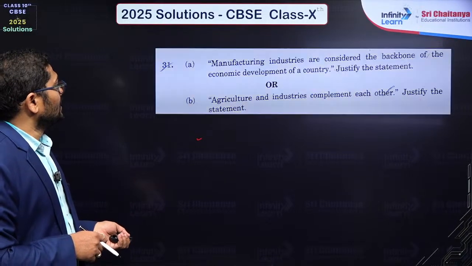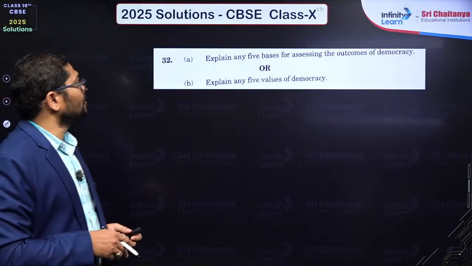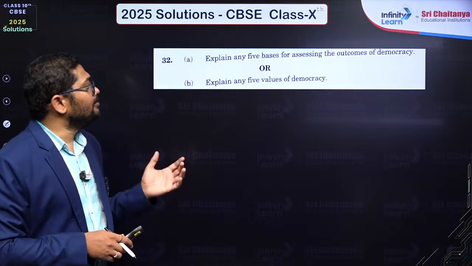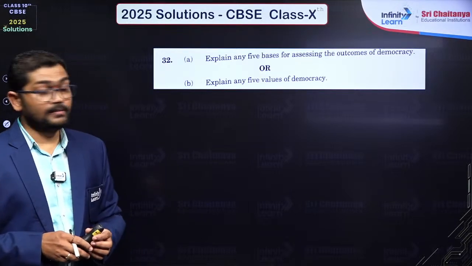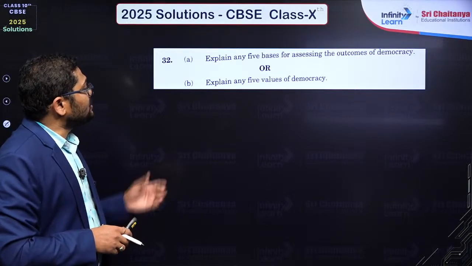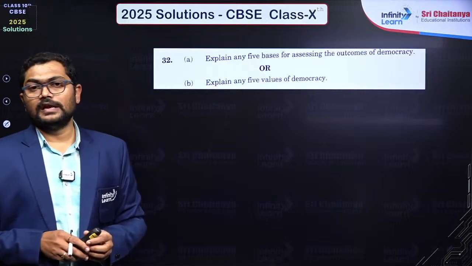Next one, question number 32. Explain any 5 bases for assessing the outcomes of democracy. Then explain any 5 values of democracy.